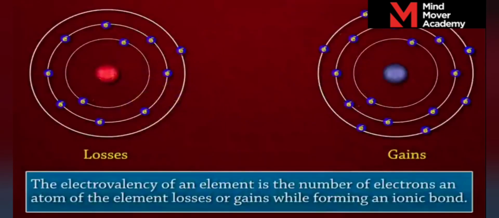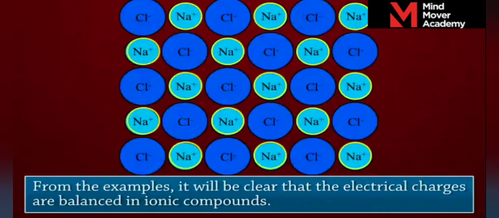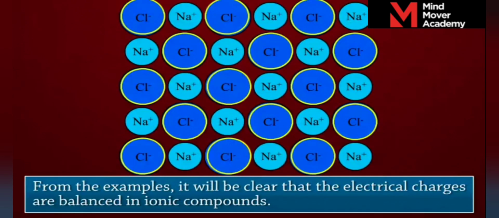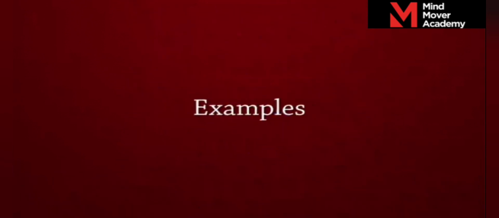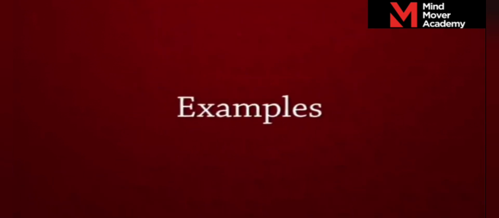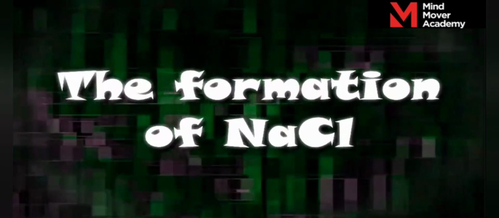The electrovalency of an element is the number of electrons an atom of the element loses or gains while forming an ionic bond. From the examples, it will be clear that the electrical charges are balanced in ionic compounds. Let us take some examples. The formation of NaCl.